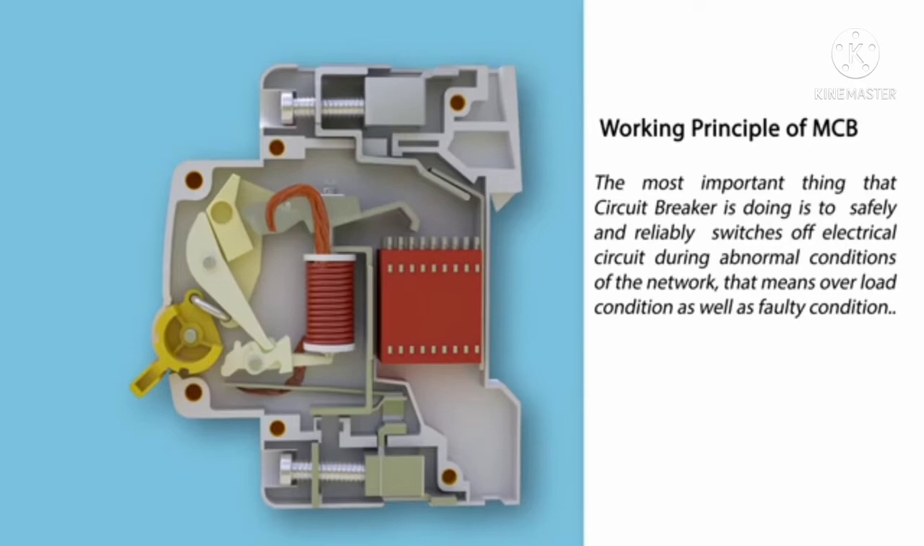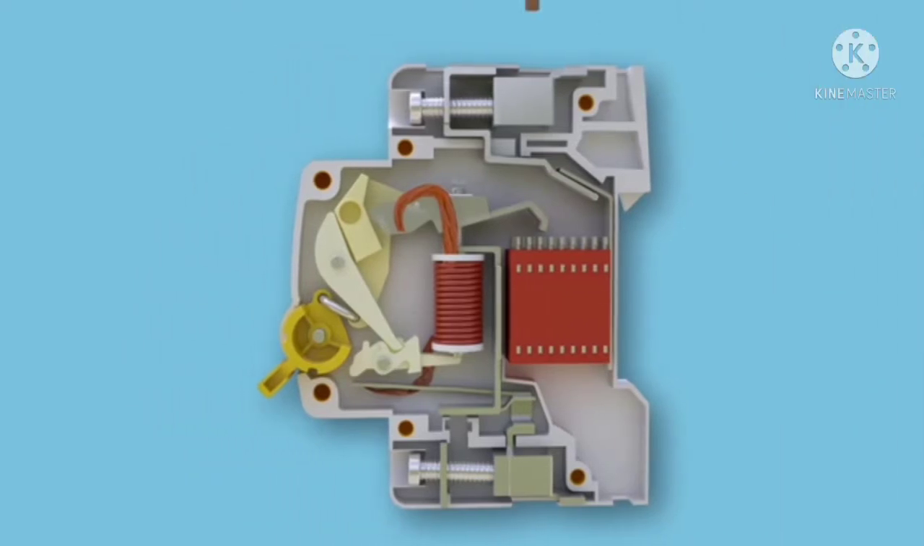Now the working principle of an MCB. The most important thing a circuit breaker does is to safely and reliably switch off an electrical circuit during abnormal conditions of the network, that means overload conditions as well as faulty conditions. Okay, so see the connection, how the electricity passes through, how it works.